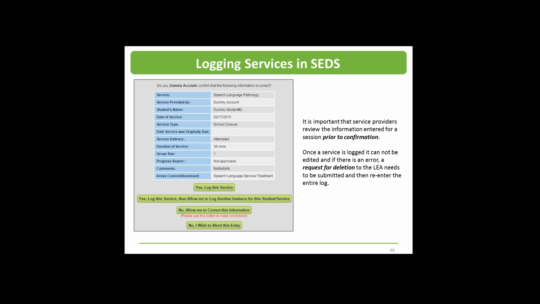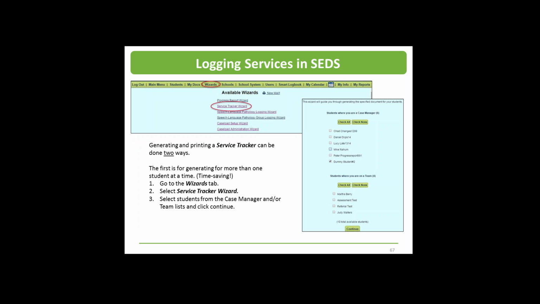The field should never say 0 minutes. So if you have a service that was scheduled and the student was unavailable or there was a school closure due to snow, you should still log this service. And for service type, you should indicate why. And then for service delivery, you would document if it was delivered or attempted. So for services that did not happen, it should say attempted. For services that did occur, it should say delivered.